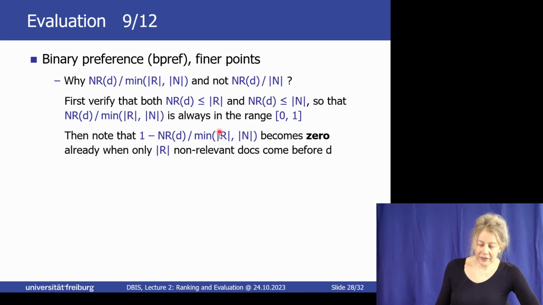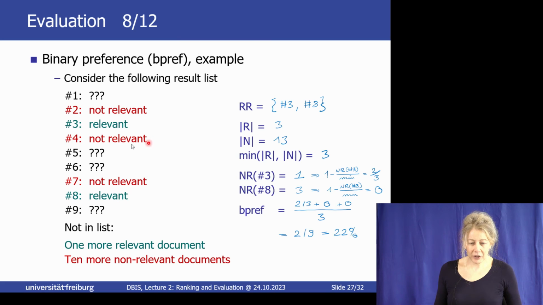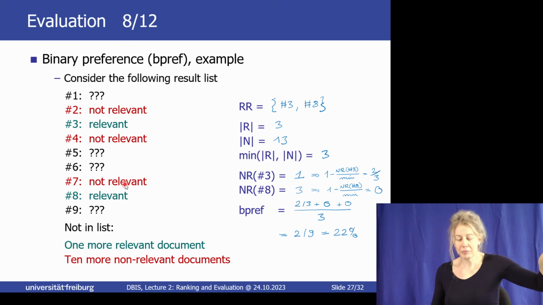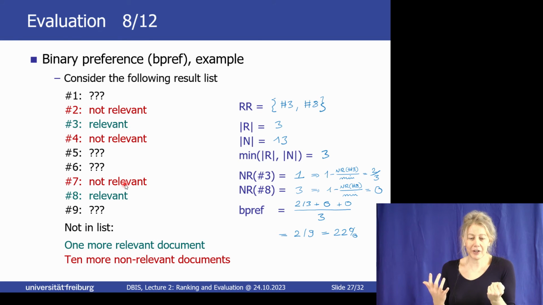And then note, by taking the minimum with R, this is what you do. I have only 3 relevant documents, and as soon as I have 3 non-relevant ones coming before it, I already say, okay, that's bad. That's just a decision this measure makes, right? So this minimum with R is making it harder.